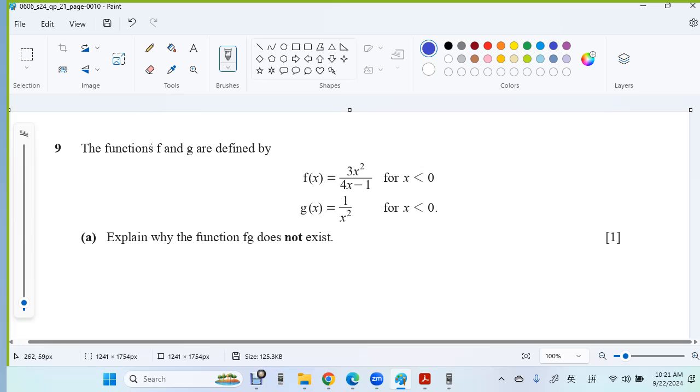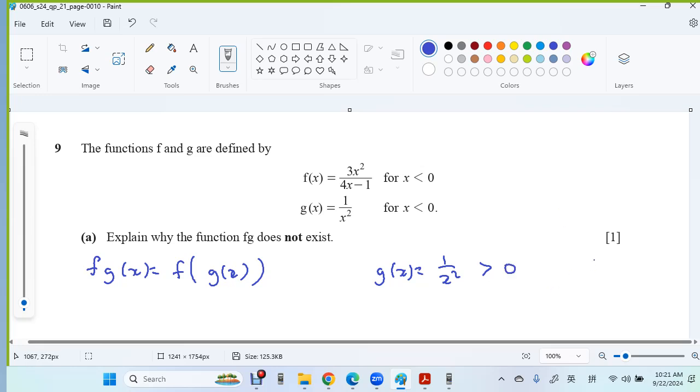Question number 9. The functions f and g are defined by this. Explain why the function fg does not exist. So fg(x) is actually f with g(x) put inside. For g(x), we know that g(x) is 1 over x squared, which is always greater than 0.